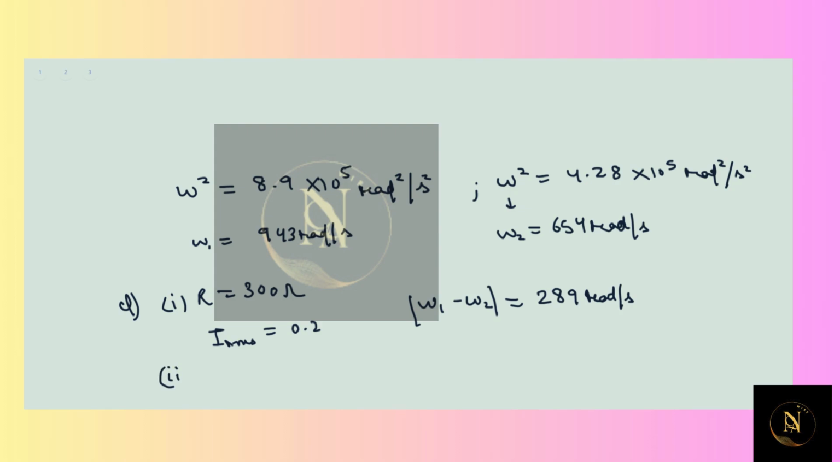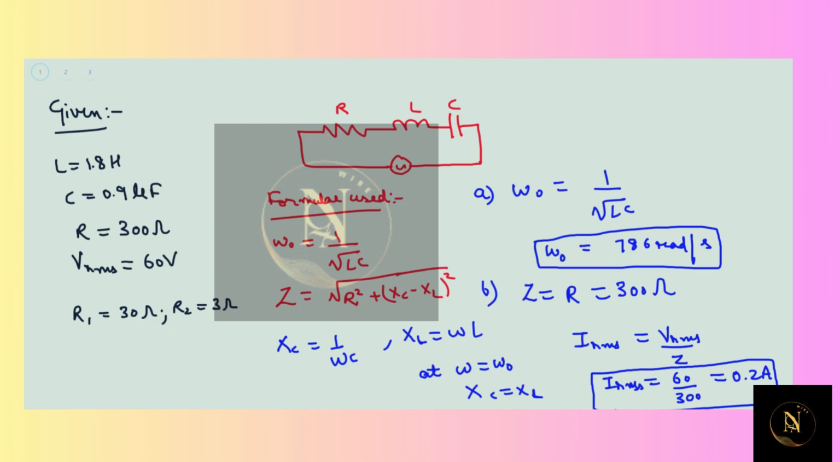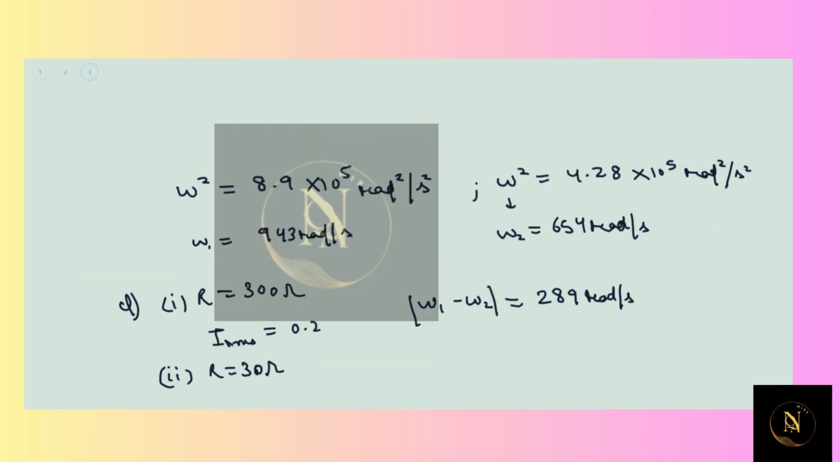For the second part, we have R equals 30 ohm, which is the R1 value. Using this, we have Irms equals 2 ampere. So this gives us the magnitude of omega 1 minus omega 2 equals 28 radian per second.